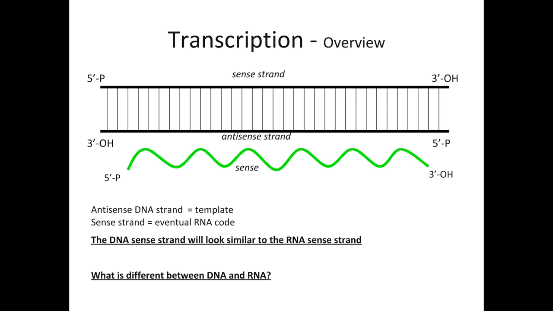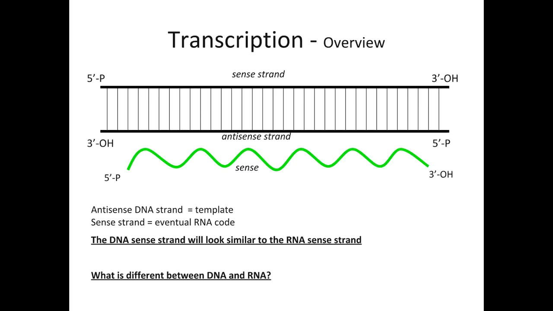So there is going to be a lot of terminology that we're going to be throwing around. And one of them is the idea of the sense strand and the antisense strand of DNA. The sense strand is what your eventual coding portion of DNA is going to look like. And the antisense is going to be the mirror copy of the sense strand.